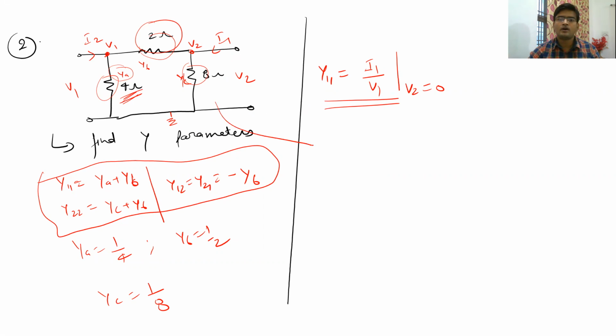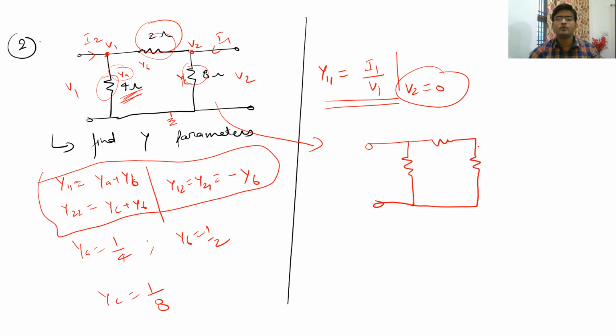So let me draw a circuit where the output is short circuited, because we have to take V2 as 0. So we will get a circuit like this. Now, since the output is short circuited, there will be no meaning of this branch. So it will all be considered as a short circuit. This is 2 ohm, this is 4 ohm, this is your I1, and this is your voltage V1, which is between this and this, right?